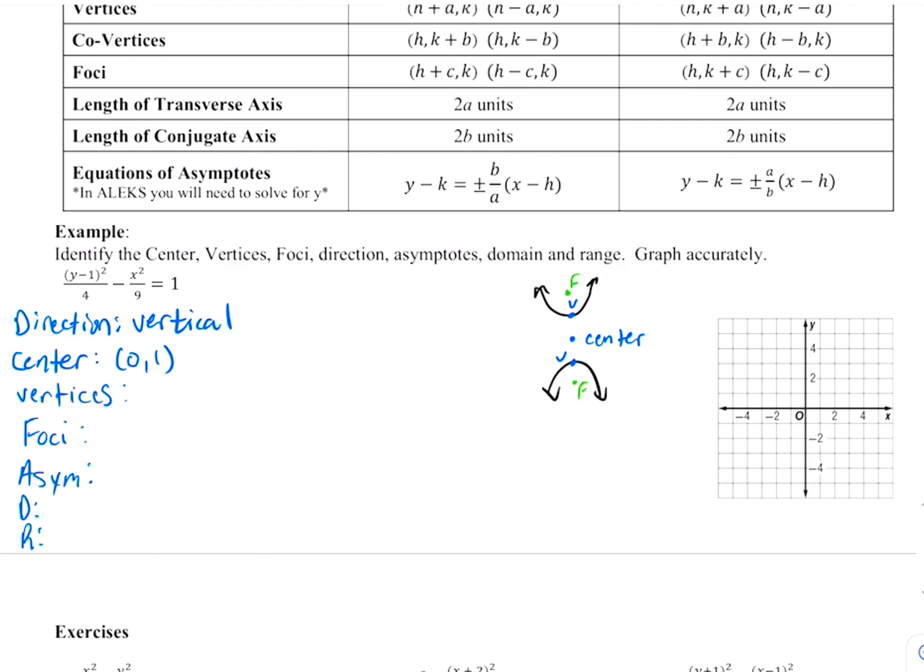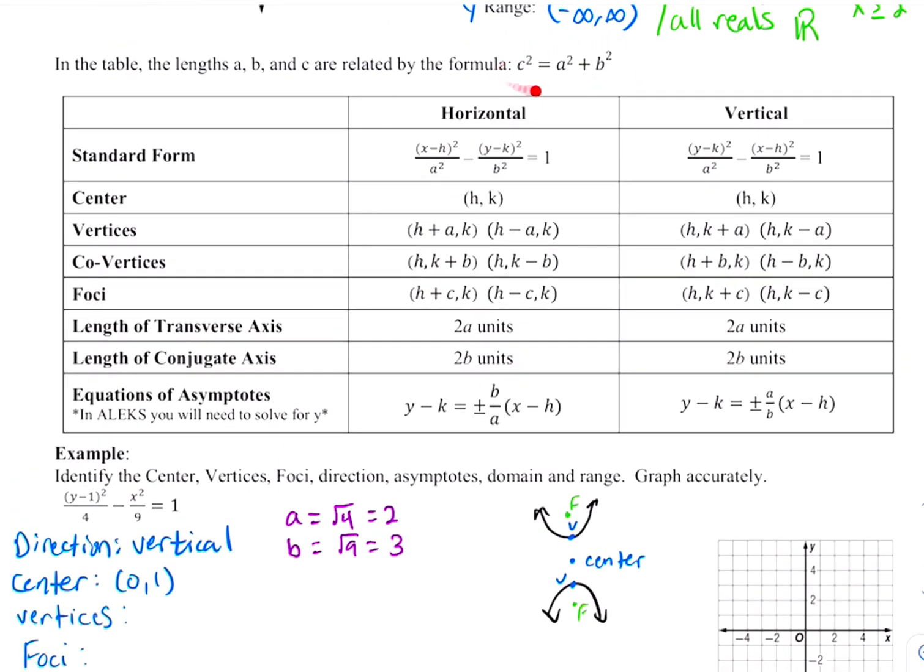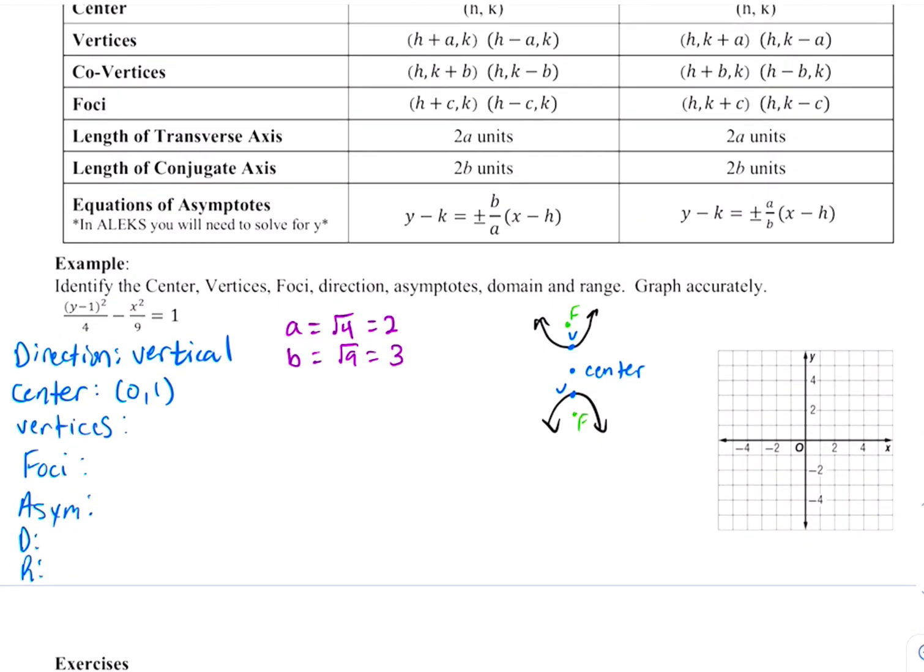So A is always underneath that positive term. So A is going to be the square root of 4, which is 2. And then our B squared is always underneath the negative group. So B is the square root of 9, which is 3. And then we are using this formula to help us find C. So we're going to add A squared and B squared and then take the square root of that.